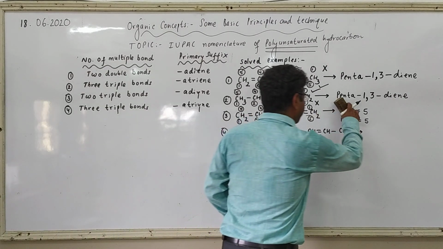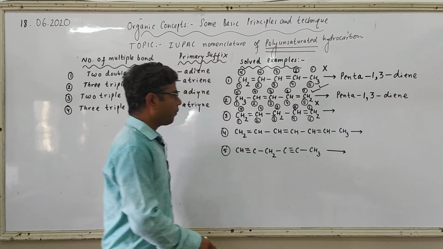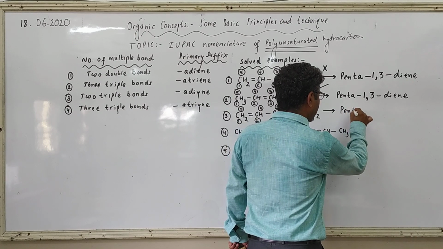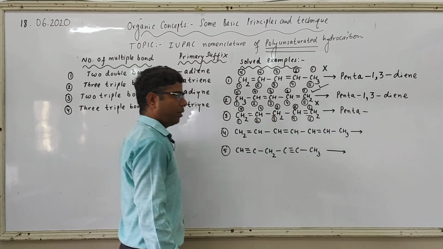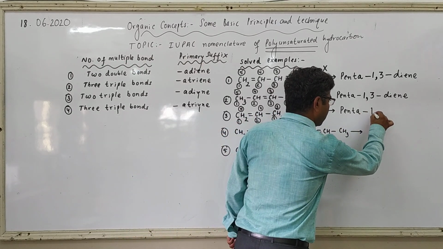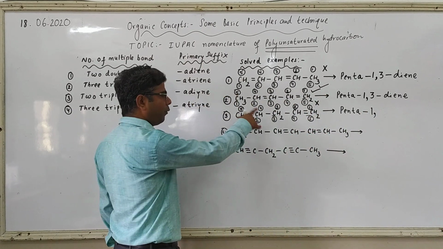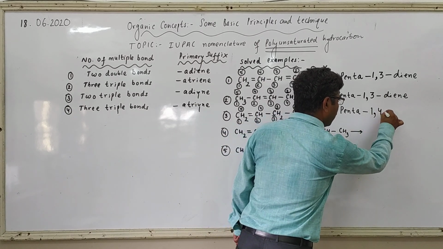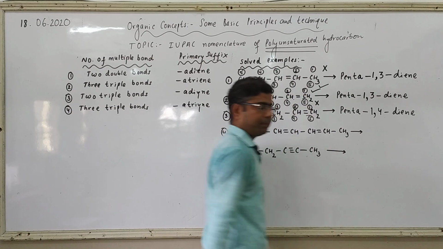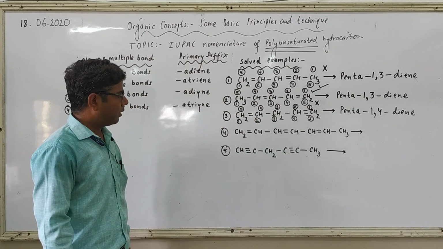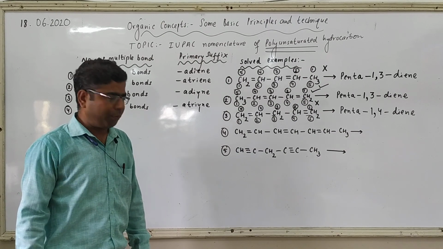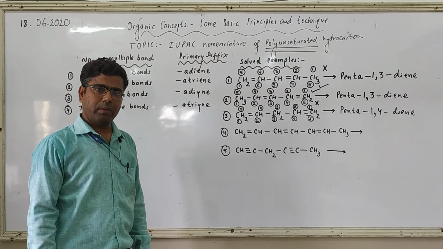So the nomenclature of this compound: 5 carbon atoms, word root will be penta, dash. First double bond between 1 and 2, so 1, comma. Second double bond between 4 and 5, 4, dash. For two double bonds we will use primary suffix diene. Then comes case number 4, where we have 3 double bonds.